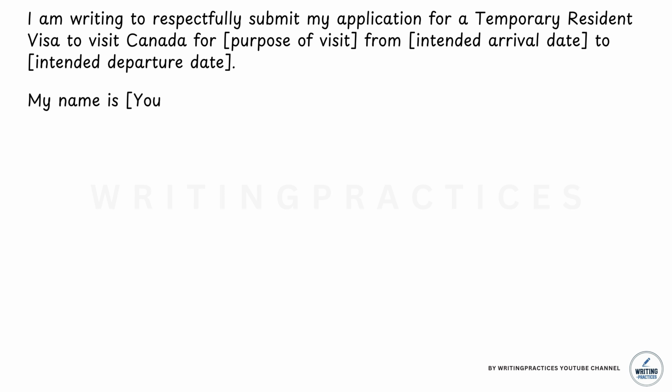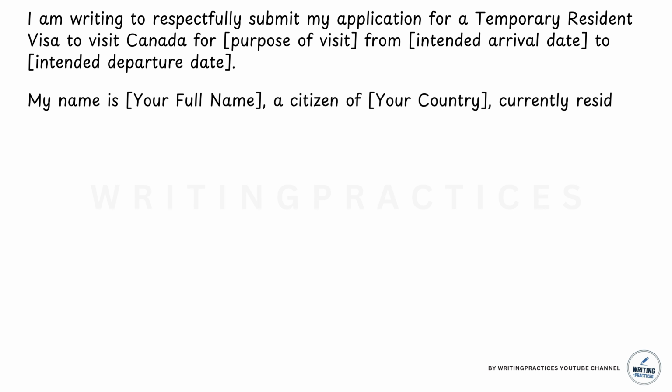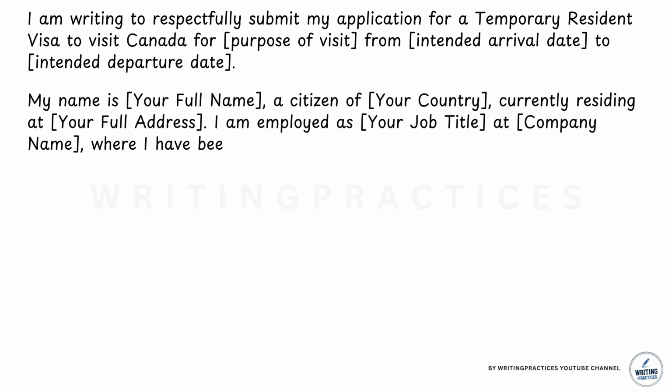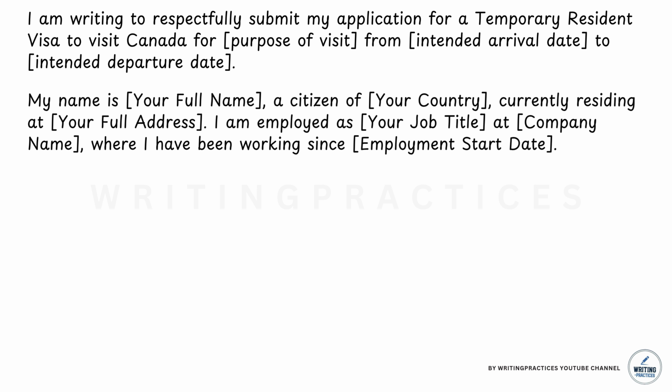Paragraph 2. Personal background. What to write here is your citizenship, residential address, occupation, employer and employment duration. For example, my name is Michael Anderson, a citizen of Indonesia, currently residing at 25 Sunset Road, Denpasar, Bali. I am employed as a marketing manager at Global Vision Limited, where I have been working since March 2019. This helps establish your identity and shows employment stability, which supports your intent to return home. Include accurate employment details supported by official documents.